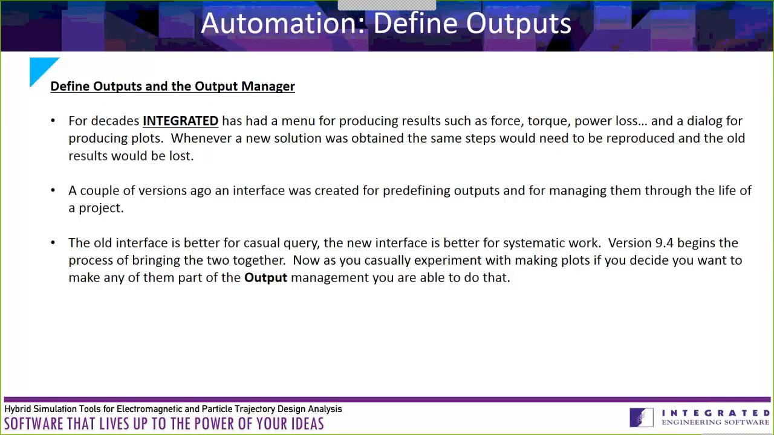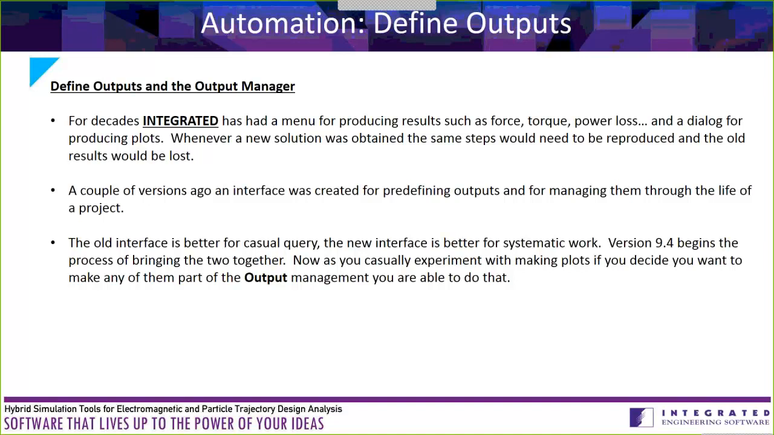What we've concluded once we got going down this road was that our older interface is better for casual queries. That is, I have a result, I look at something, I say, no, I don't want to plot quite there, I want to plot over here. Or I don't want the force on those parts, I want to try it on these parts. It's good for casual work, but our new interface is better for systematic work. That is, once you know what you want, you predefine it, and then you're guaranteed that you've just got it. As soon as you've solved, you've got all your standard outputs sitting there.